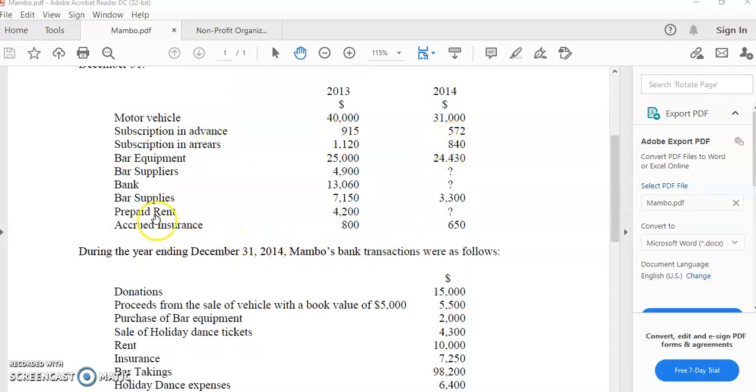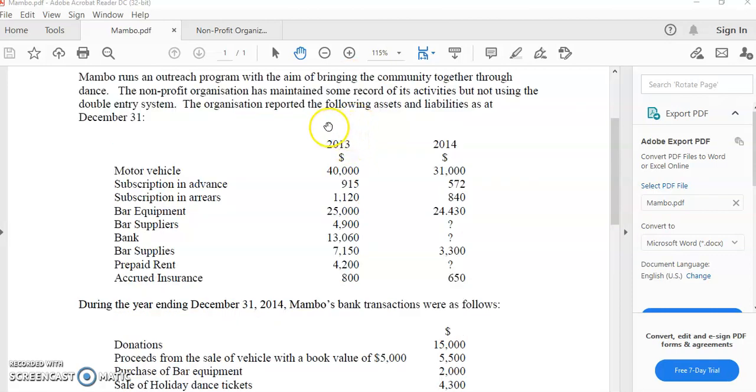You also have insurance that was owing at the beginning of the financial year and also at the end of the financial year. Remember, I state that because they said December 31st, 2013, it will mean that these are the opening balances at the 1st of January 2014.